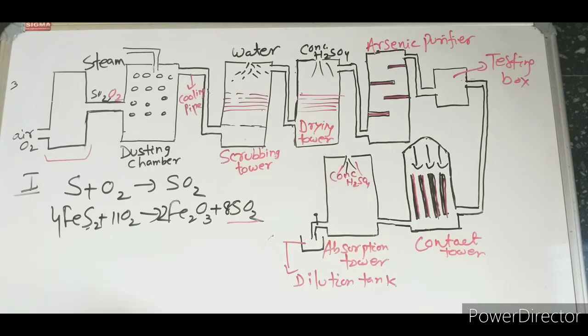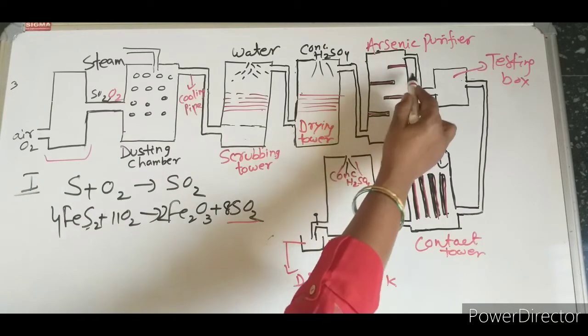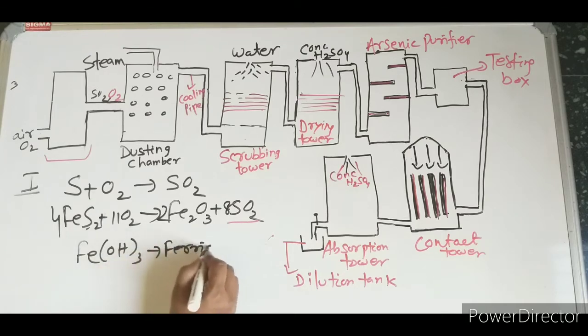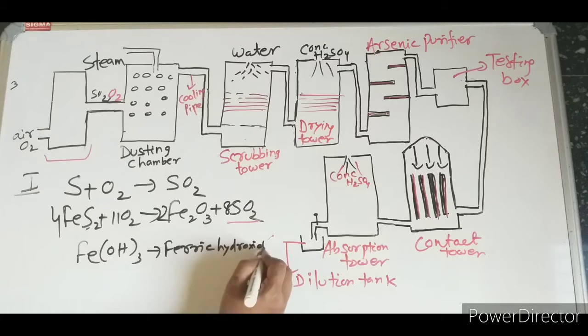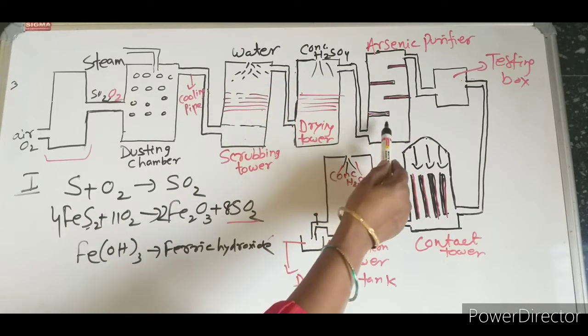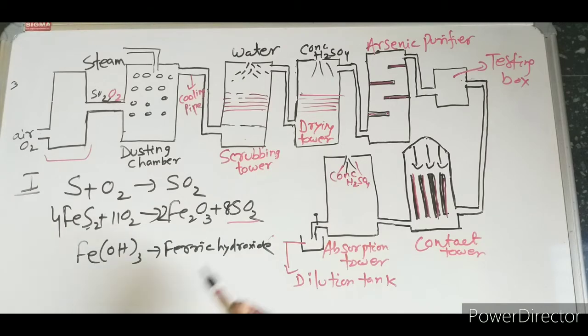This is very important. The arsenic purifier is a chamber where we have taken Fe(OH)3, which is ferric hydroxide. When the sulfur dioxide goes through, whatever arsenic oxides are there will be absorbed by this ferric hydroxide.